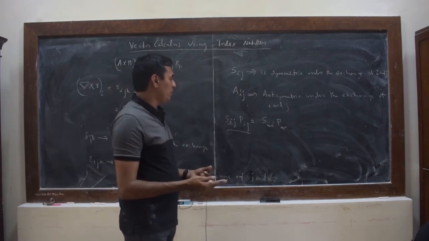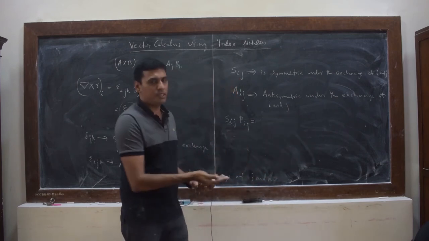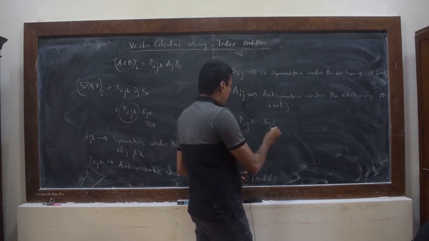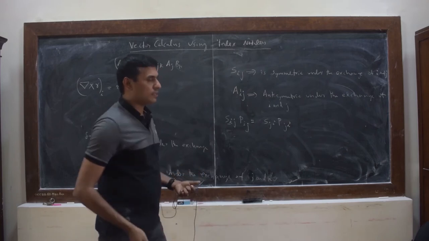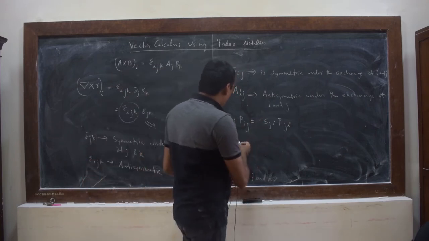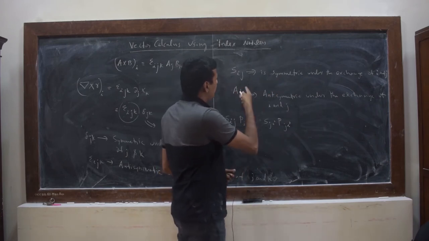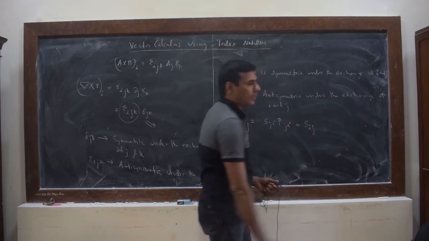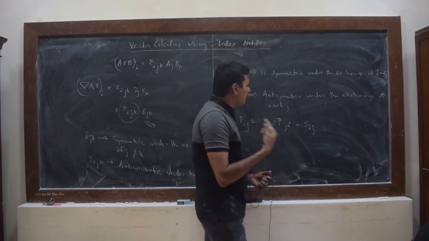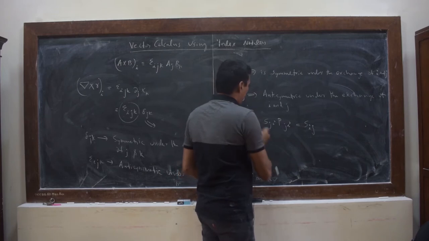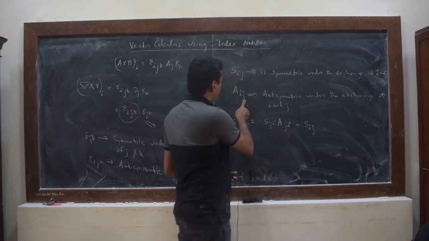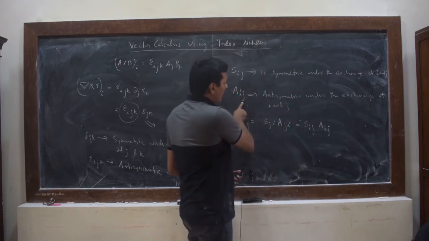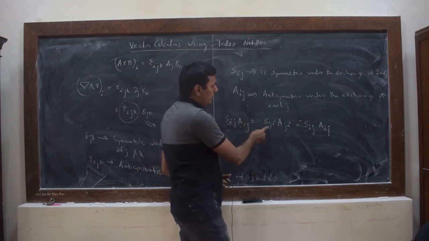So what I'm going to do right now is, instead of using i, I'm going to use j, and instead of using j, I'm going to use i. So this is equal to S ji A ji, because the indices i and j are dummy indices. Now I know that S ij is symmetric under the exchange of i and j, and A ij is anti-symmetric. So instead of S ji, I can write S ij, and instead of A ji, I can write minus A ij, because A is anti-symmetric. So S ij A ij is equal to S ji A ji.